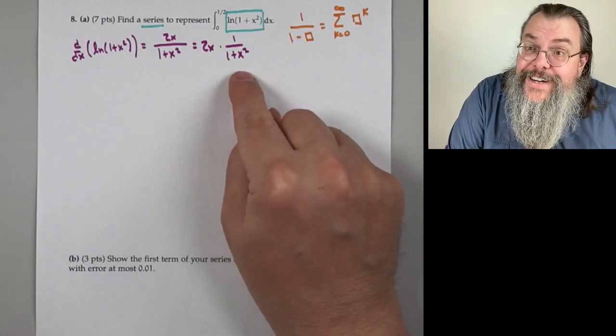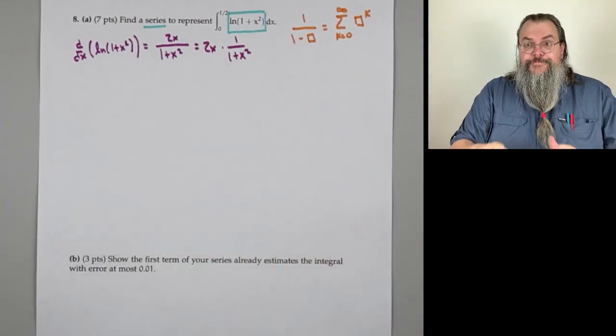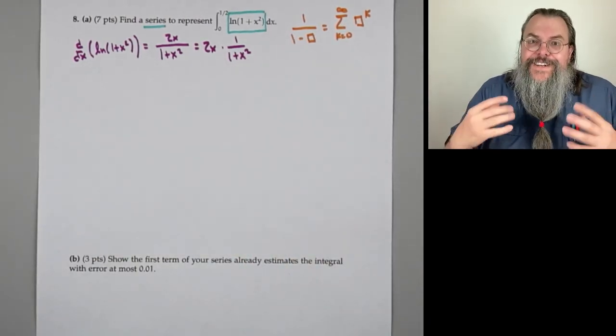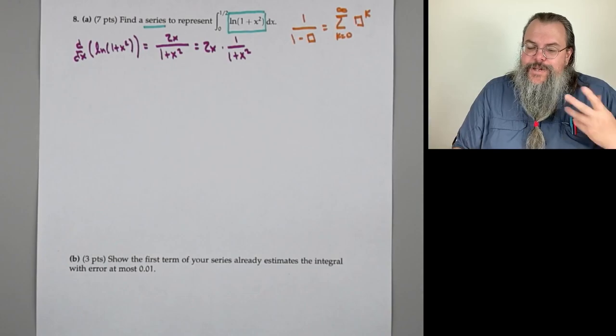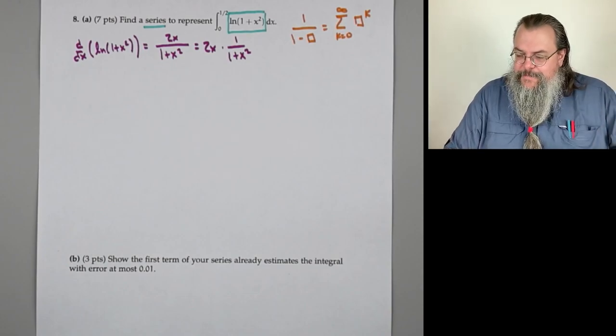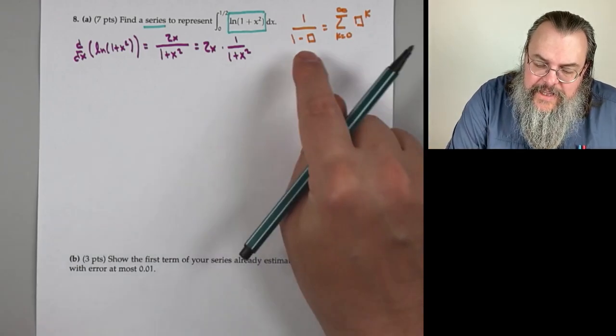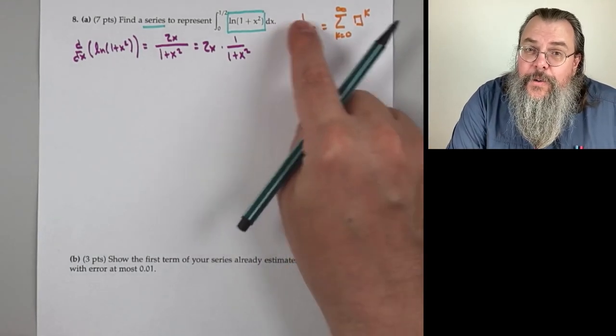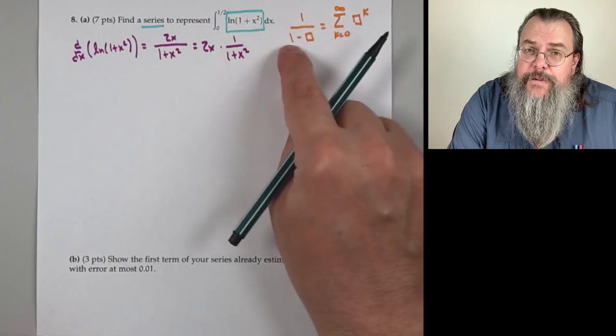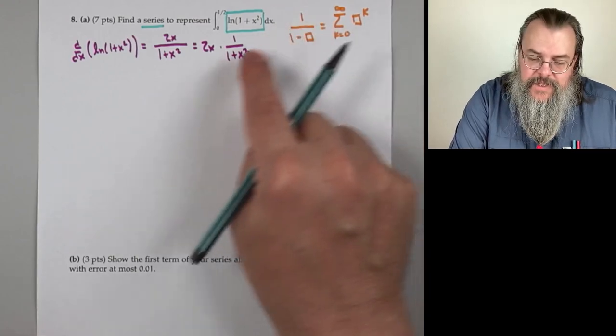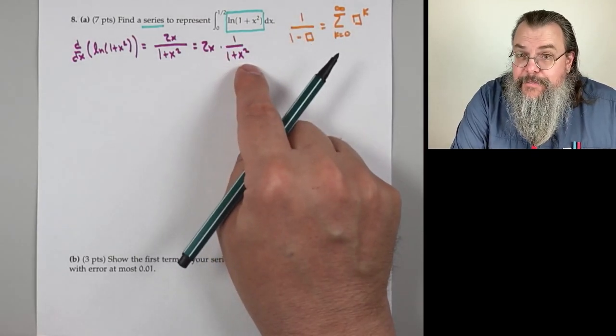Is it x squared? No. We were so close. What's the problem with x squared? Well, the problem is you have to fit it exactly. This is a mold. And the mold says I need 1 over 1 minus something. I have 1 over 1 plus something.